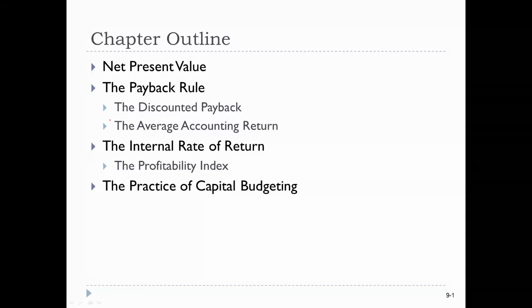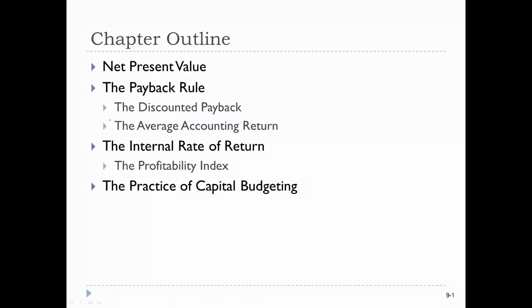We've developed a bunch of tools like the cost of capital and present value of annuity and other topics that we've seen throughout the course, and they all feed into this process. So the purpose of Chapter 9 is to show several different ways of bringing that information together and making a decision.